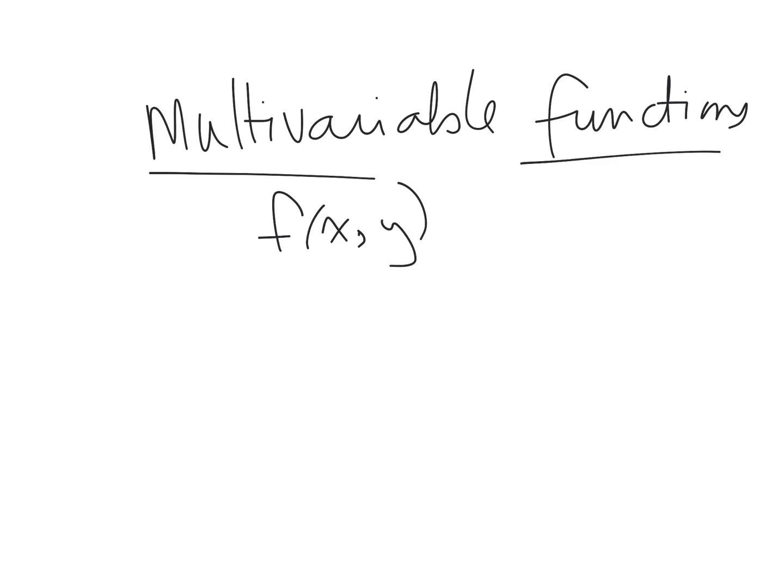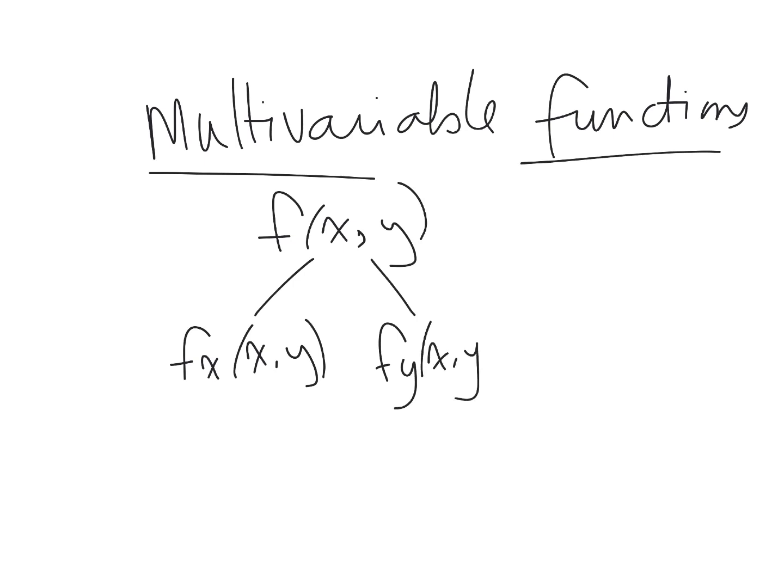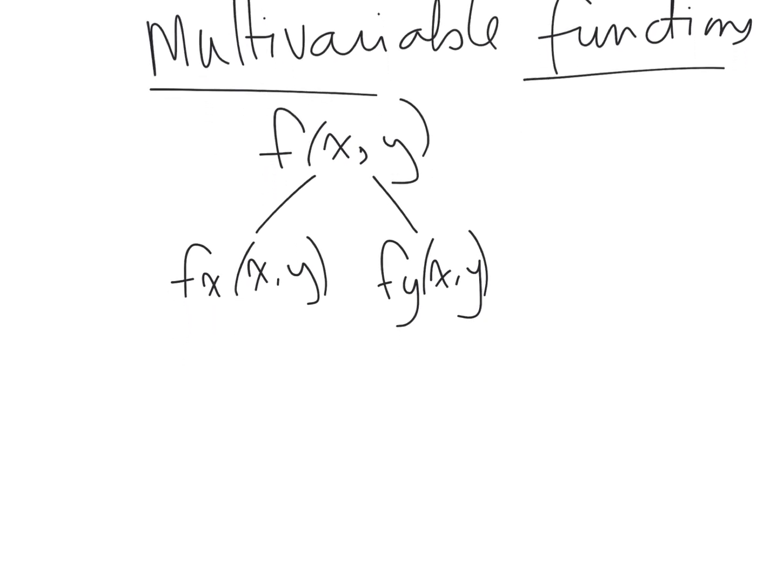So multivariable functions were those that have two variables in them. And remember, we found that we could take a derivative with respect to one of the variables. And we did that by keeping the other variable, or considering the other variable, as a constant. And so with two variables, we were able to find two first partial derivatives. Then we found that we could find two second derivatives for every one partial derivative.